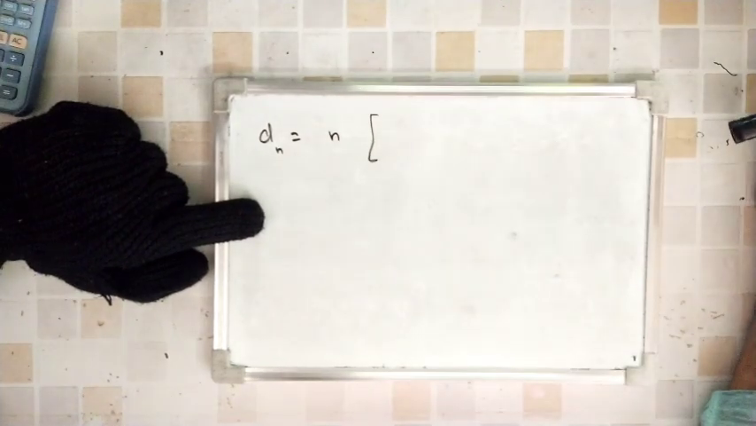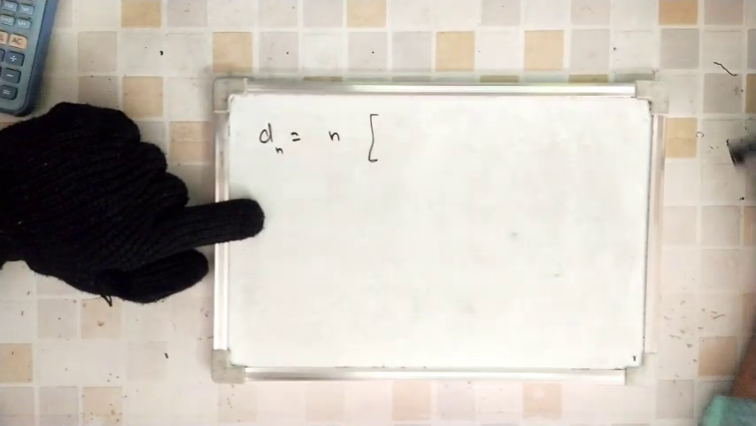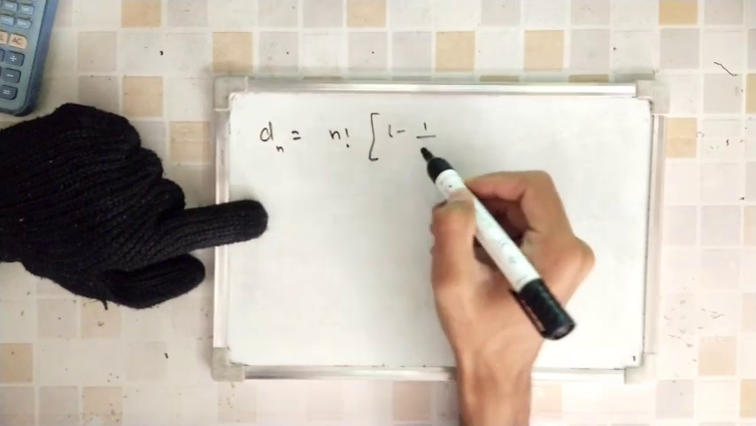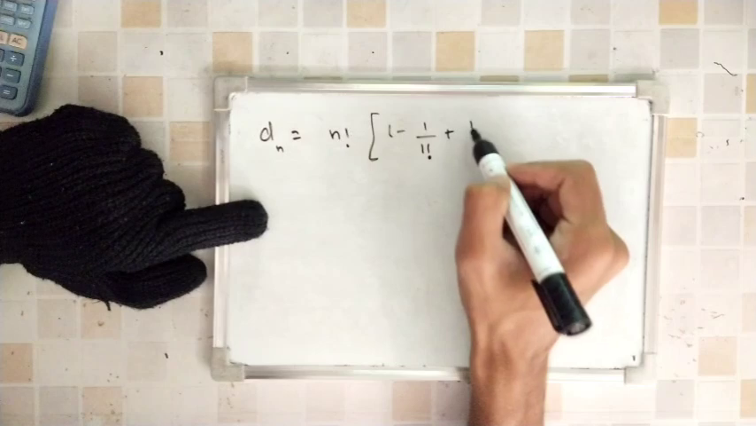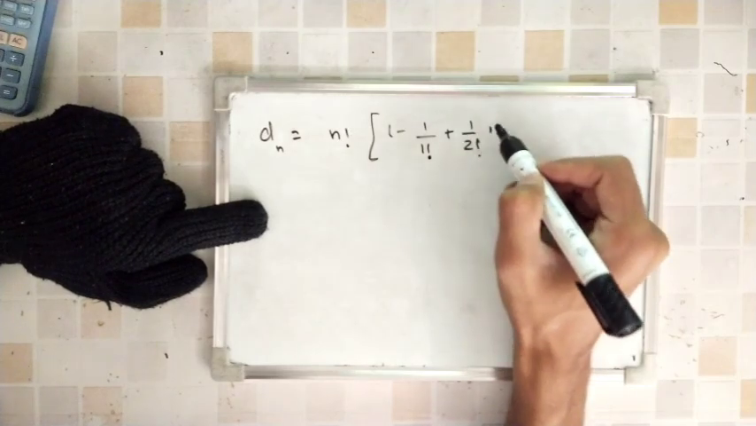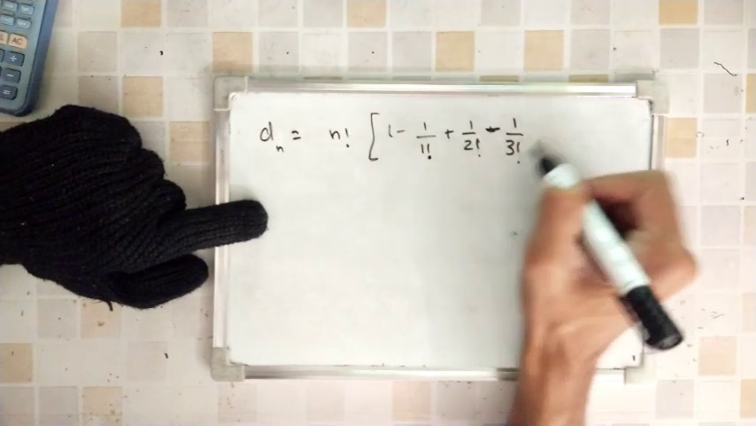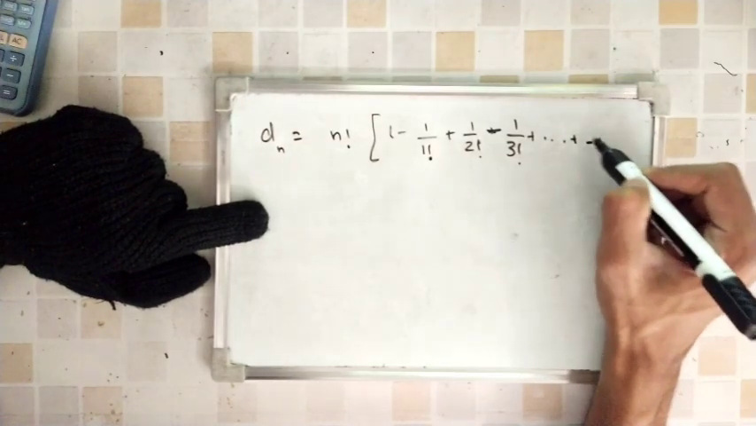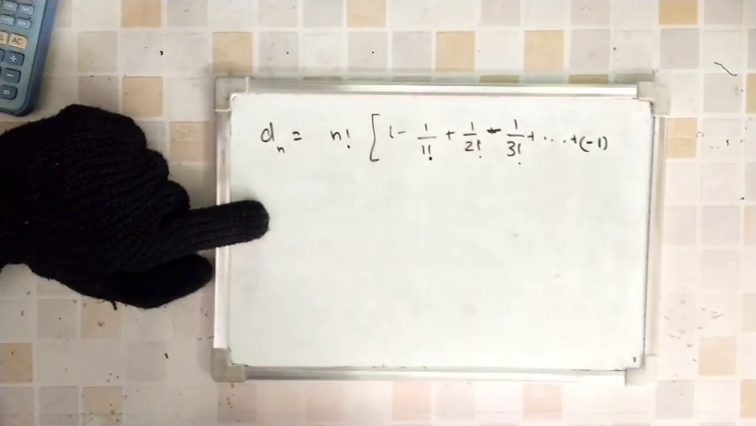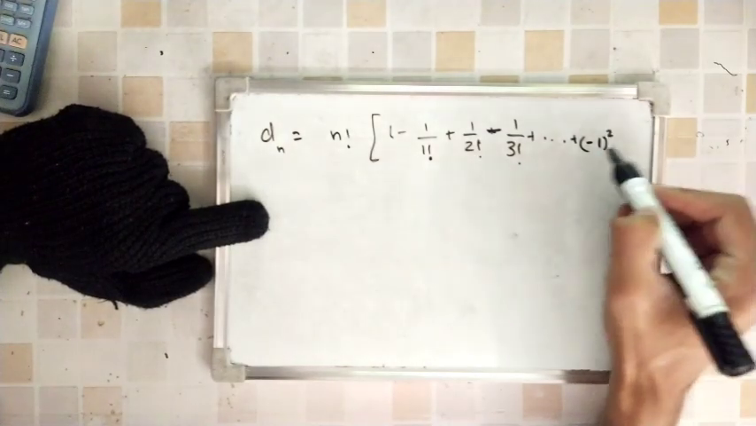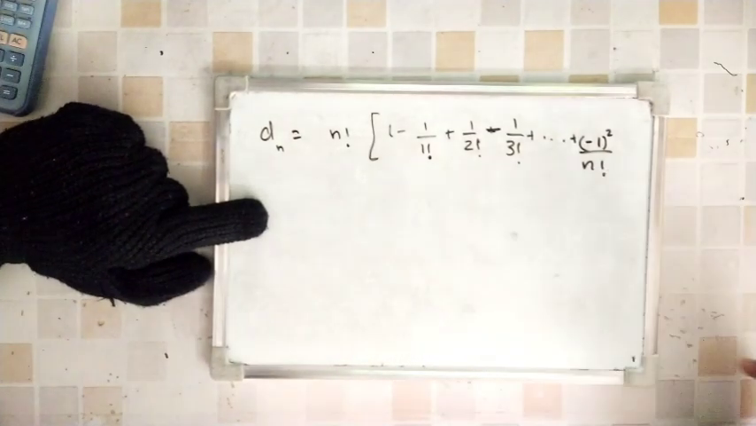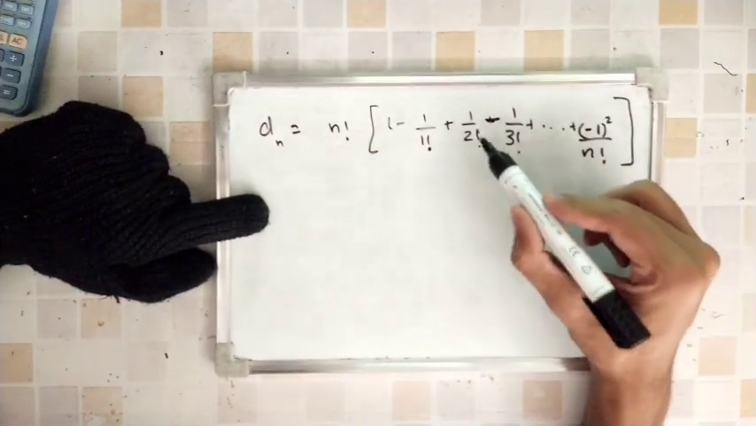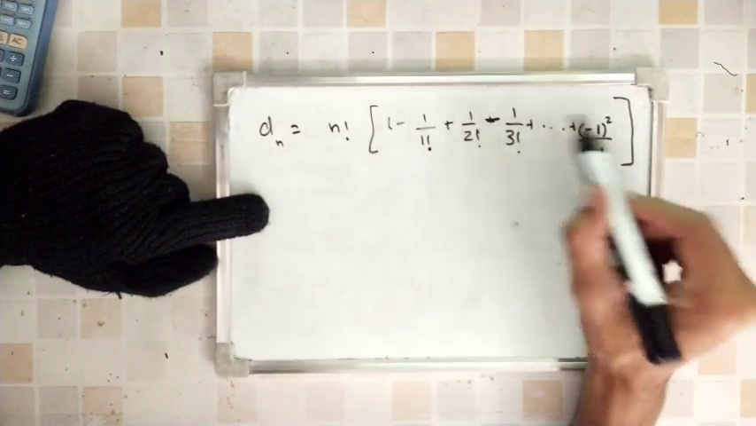Let me just look into the formula here. Yeah, n factorial into, see, 1 minus 1 by 1 factorial plus 1 by 2 factorial, minus 1 by 3 factorial plus so on up to plus or minus (-1) to the power of n divided by n factorial. Okay, this is the formula. If it is an even number, I will have plus 1 by that even factorial. If it is an odd number, I have minus 1 by the factorial.